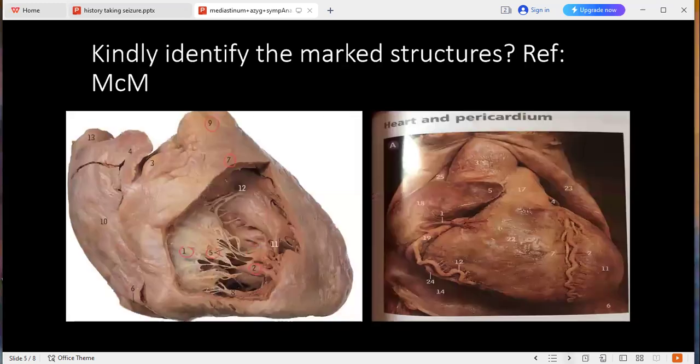Now, if you are looking at this image over here on the left-hand side, could you please identify these circles? Number 9 is pulmonary trunk. All right, 8, 7. Is conus arteriosus. One is anterior septal cusp. 5, please. 5 is chorda tendini. Okay, and 2, please. Is anterior papillary muscle.